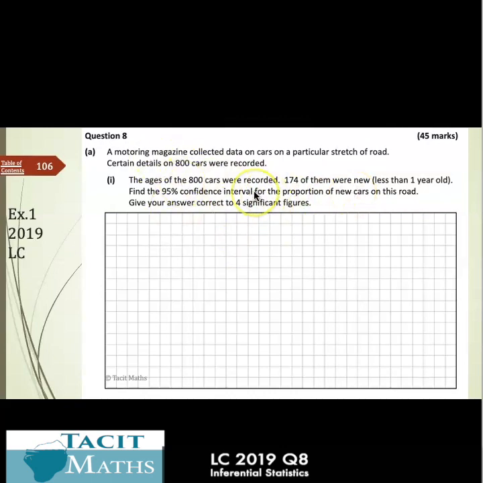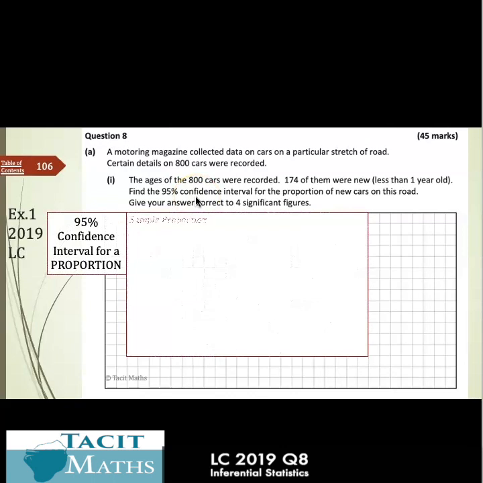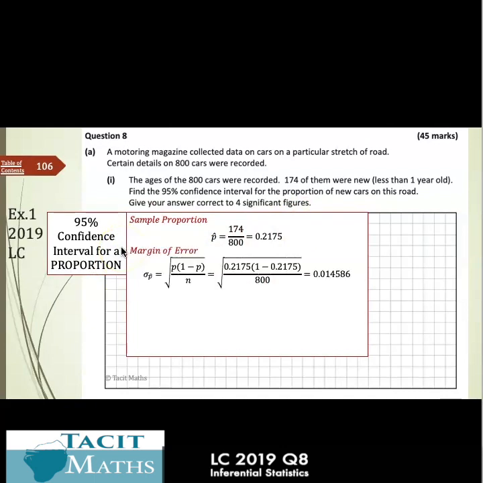So that's your first thing, right? It's a 95% confidence interval for a sample proportion. Once you've identified that, you're thinking of your steps. Step one in this case is just getting what your sample proportion is. Step two is calculating your margin of error, and this formula is in your log tables. Margin of error for a sample proportion. There's your symbol for it, and that comes out as this.